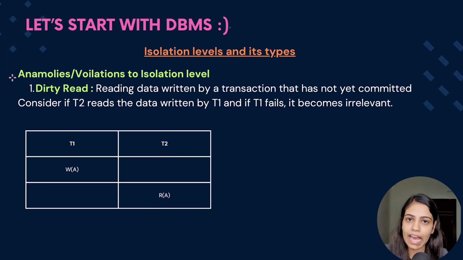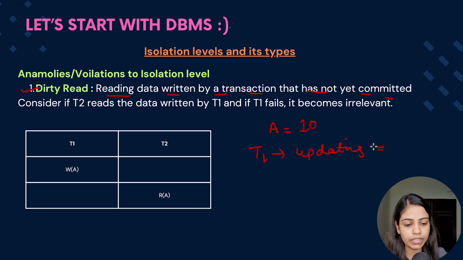Now let's learn about anomalies in more depth. The first anomaly is dirty read. It means reading data written by a transaction that has not yet been committed. Let's understand from an example. Consider we are making changes to A, and right now the value of A is 10. As part of transaction T1 we are updating the value of A to 20, and as part of T2 we are just reading the current value of A.